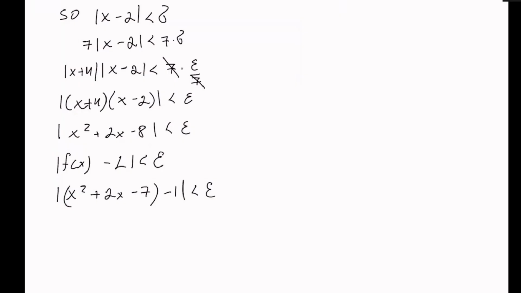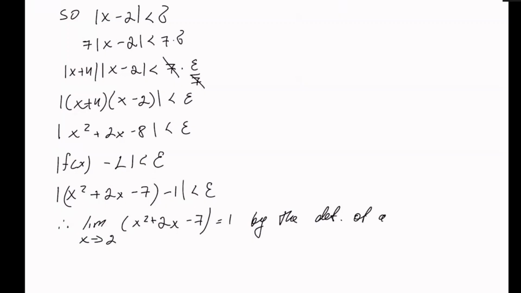So therefore, the limit as x approaches 2 of x squared + 2x - 7 is equal to 1 by the definition of a limit. Okay, now let's look at another example that will require us to use another formula. So the limit as x approaches 2 of x cubed equals 8. All right, so we need to prove that this is true.